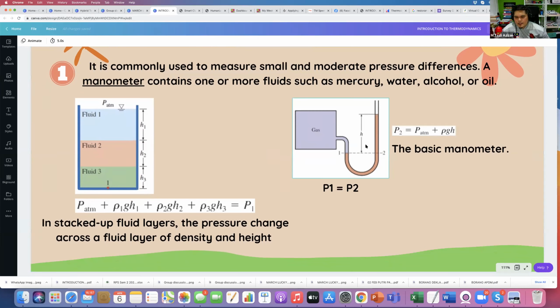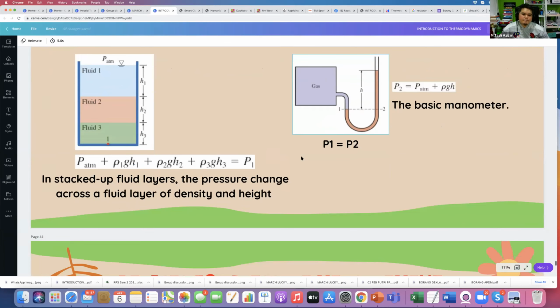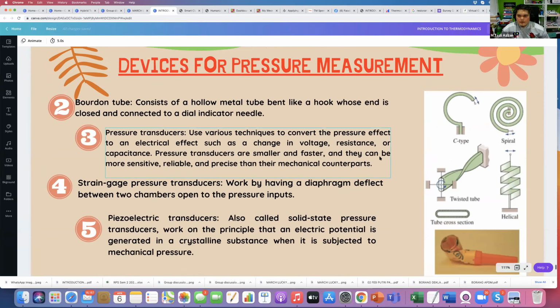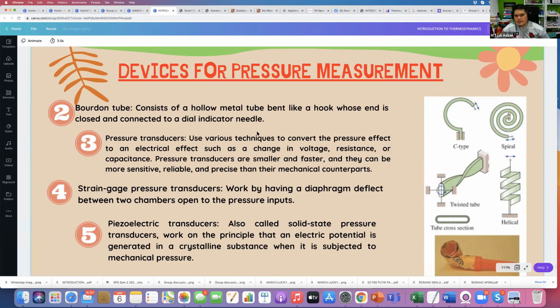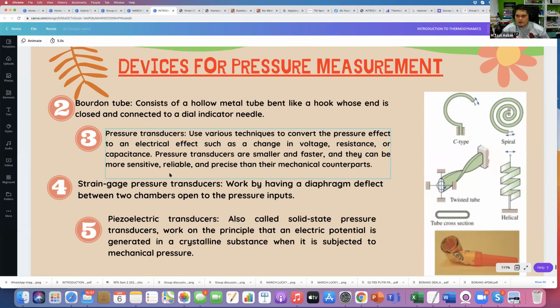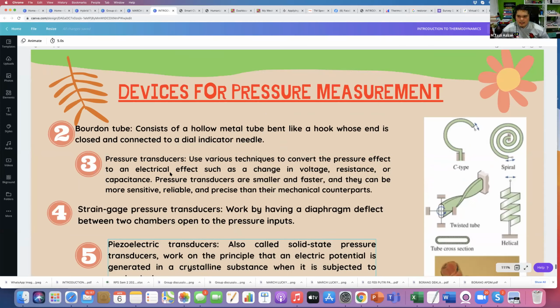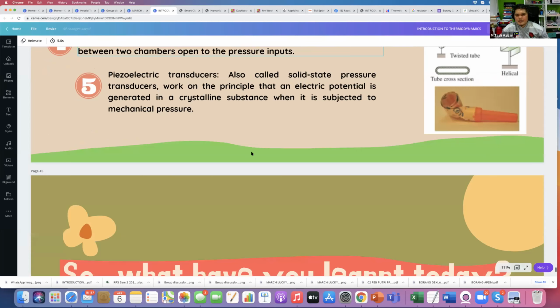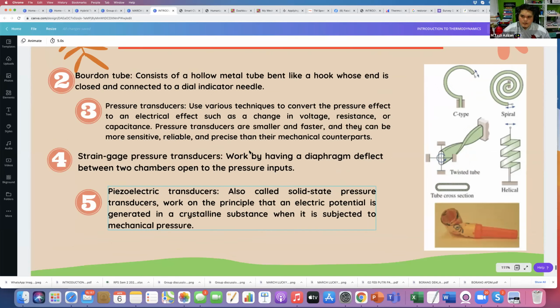and in order for you to determine what H is, it depends on where the fluid will stop. If the fluid goes higher, then this is your new H, right? There are also different types of devices that you can use: Bourdon tube, pressure transducers, strain gauge pressure transducers, piezoelectric transducers. So there are many other mechanisms that you can read on later. I think that is something that you can learn and understand later.